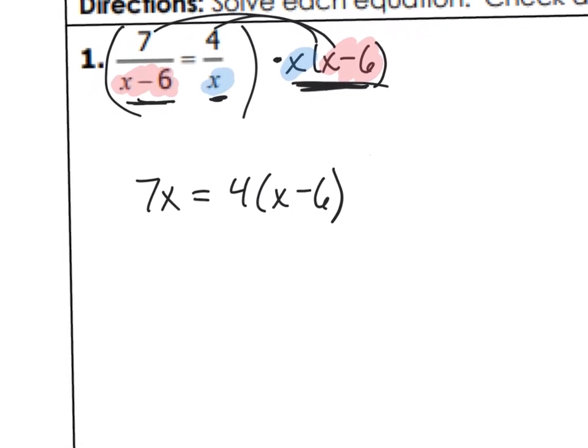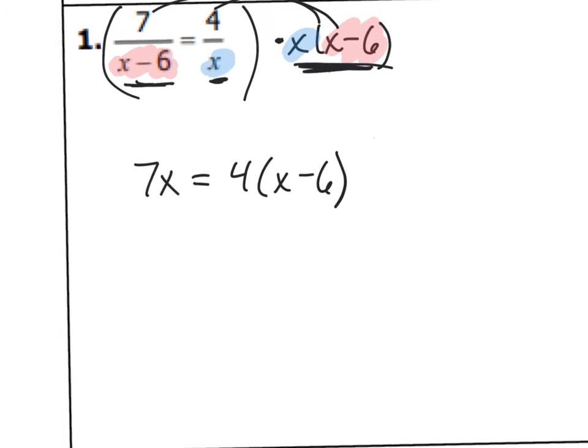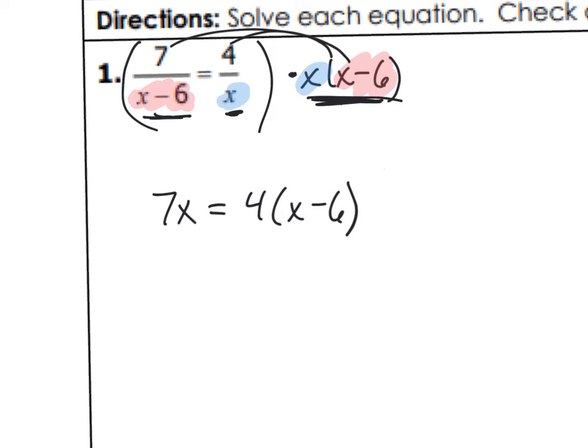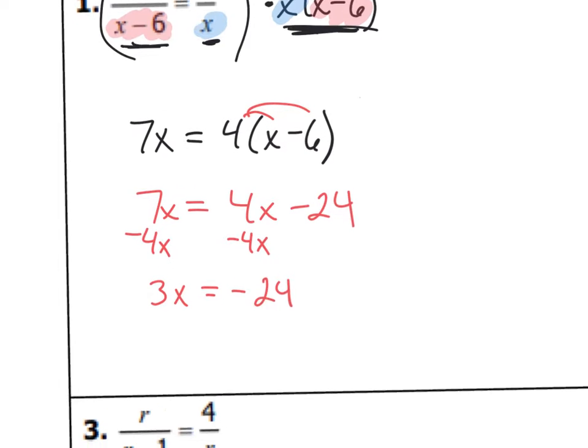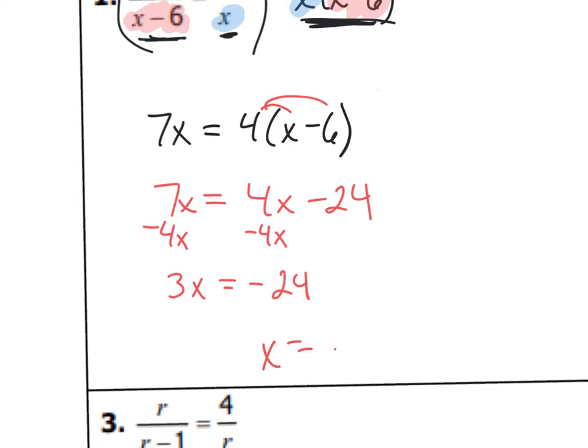Okay, now, does that look like something I can solve? Yes, I would hope if you've made it to this class by now you can solve something like this. What do I do? Distribute, so 7x equals 4x minus 24. Then what? Move that 4x over because it's smaller. Divide by 3, what's the answer? Negative 8. Watch your signs. Watch your signs.